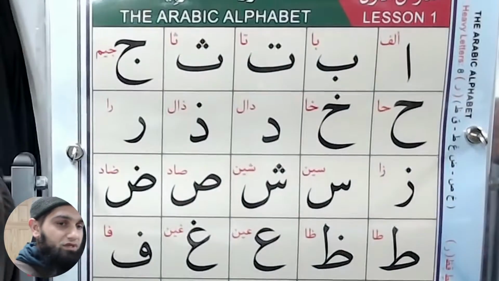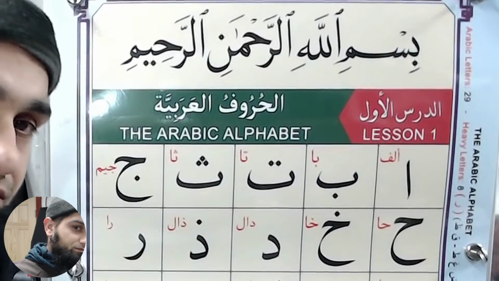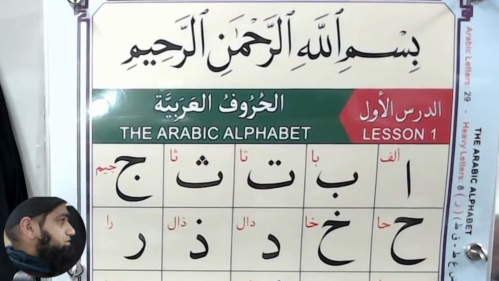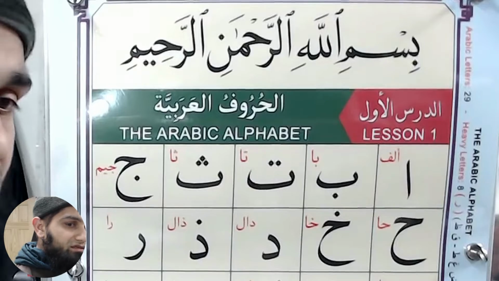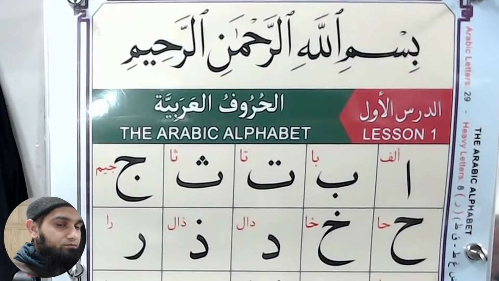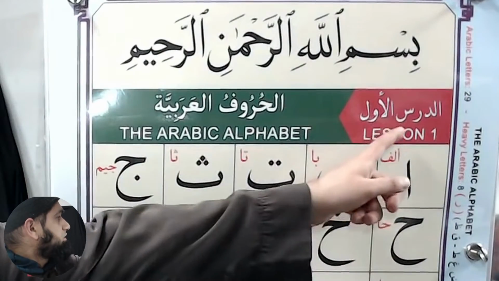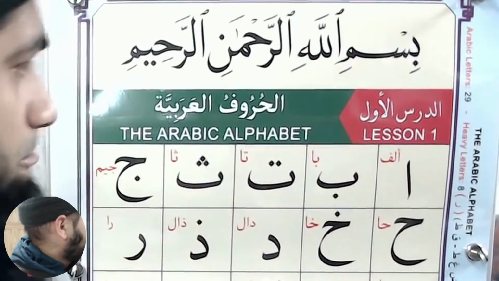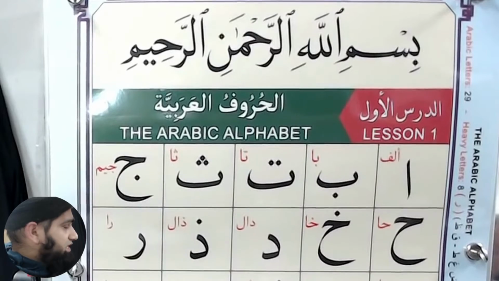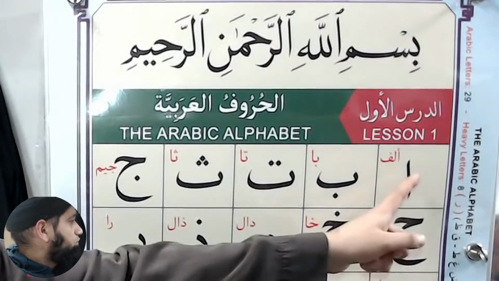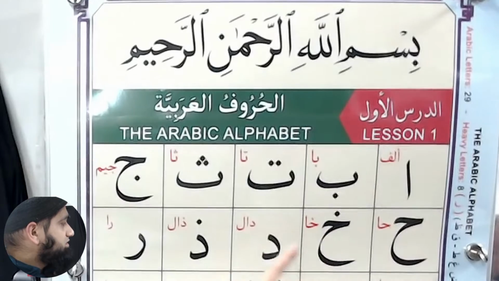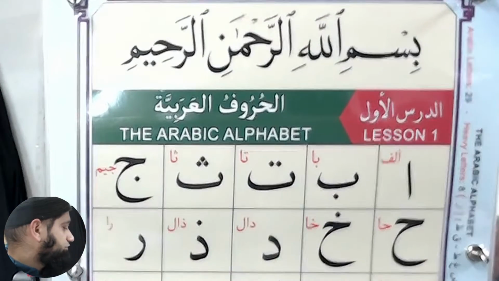So today we'll begin with the first lesson, which is on the Arabic letters. Bismillahir Rahmanir Rahim. The first lesson, the Arabic alphabet. This lesson will divide into 4 sessions. First session from Alif to Kha, second from Dal to Dad, third from Ta to Kaf, fourth from Lam to Ya.